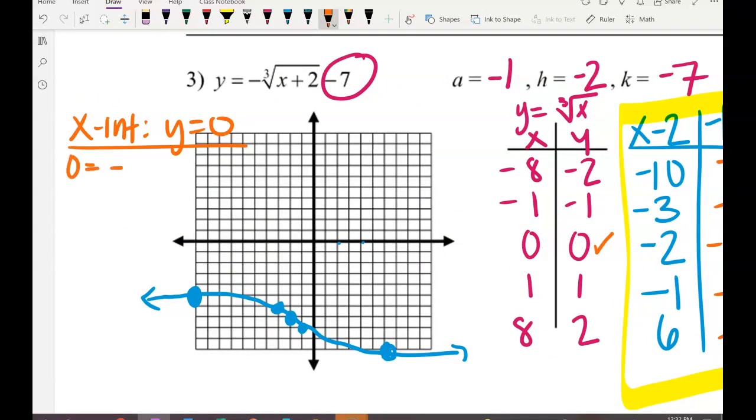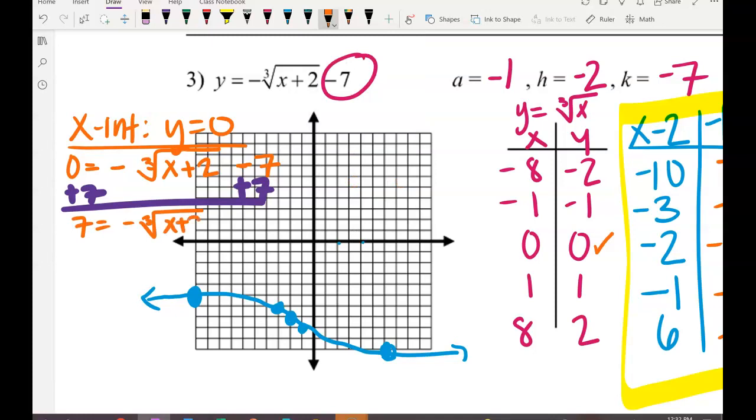0 is negative cube root of inside x plus 2. And then outside is minus 7. We are now going to add 7 to both sides. So that's going to be plus 7, plus 7. Next would be dividing by a negative 1. So now we have 7 equals a negative cube root of x plus 2. When we divide negative 1 to both sides, we have now negative 7 equals cube root of x plus 2.